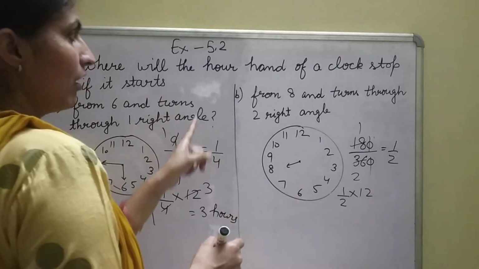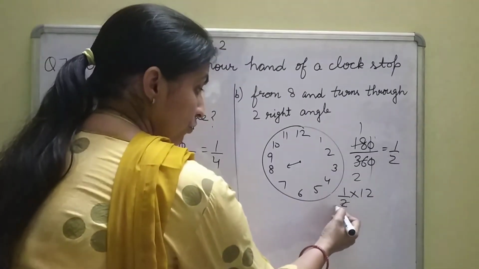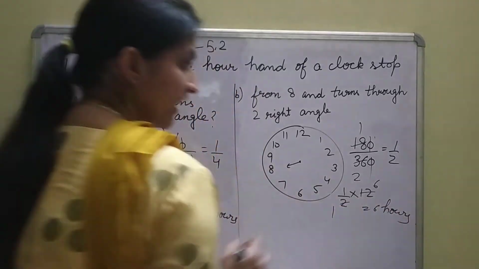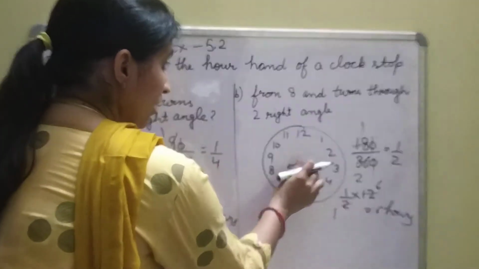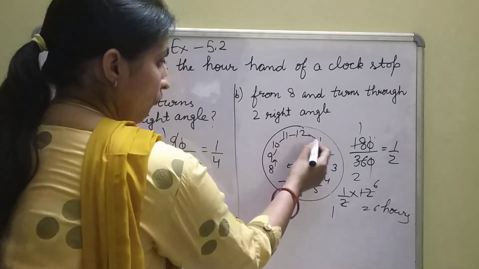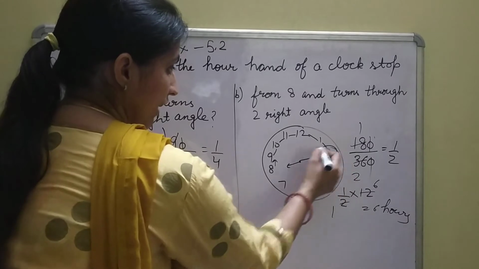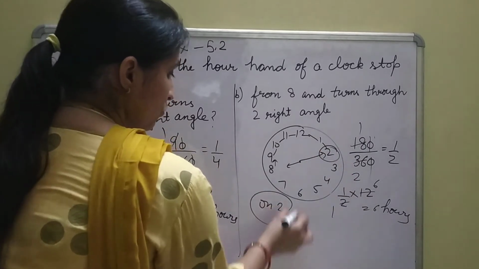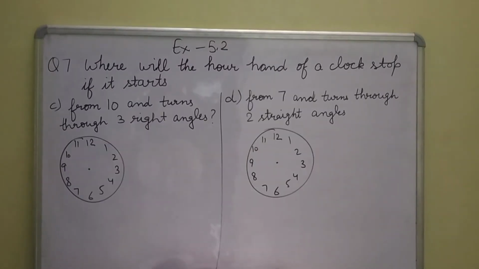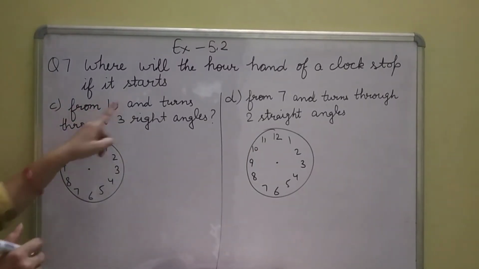Where the hour hand will stop. So 2 ones are 2, 2 sixes are 12. So 6 hours we have to complete in half a revolution. So count 6 after 8. 1, 2, 3, 4, 5, 6. Means we will reach 2. The hour hand is on 2 after 2 right angles. Now let's move to the next part. So part C is from 10.